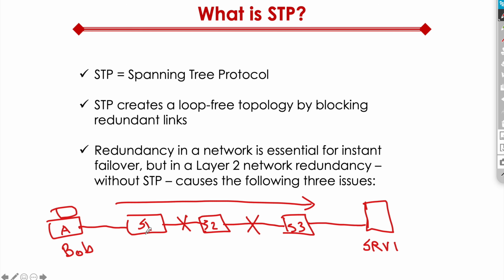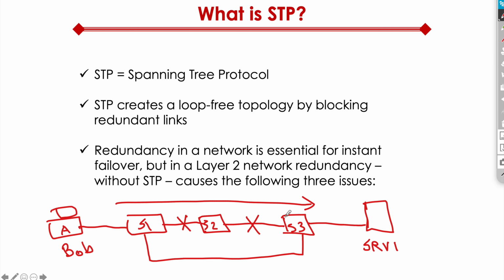So what we do is we create redundancy by having a scenario like this where we have redundant links. So if any of these links went down, we still had another path to go from source, from Bob to the server, from source to destination, right? That's the entire idea of having a network.